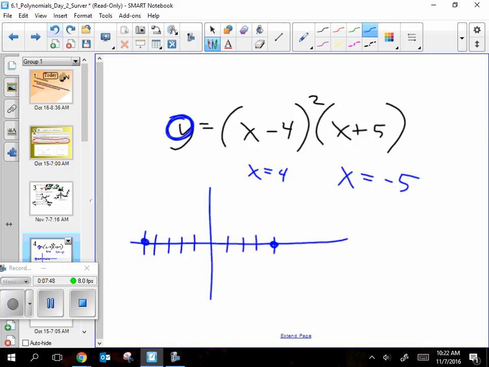And I know it bounces. You remember that evens are bounces? It bounces at the 4, but wait, I don't know if it's an up or down bounce. How could you tell which one it is?